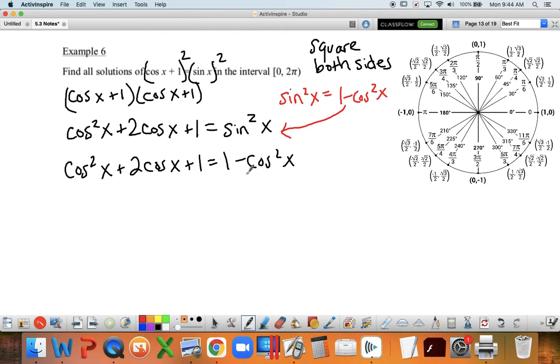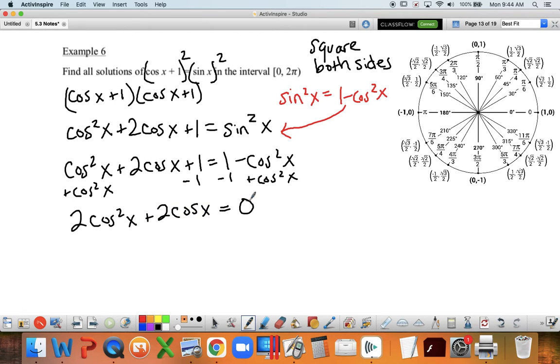Okay, now I want to set everything equal to 0, so I'm going to subtract 1 from both sides, and I'm going to add cosine squared x to both sides. So I get 2 cosine squared x plus 2 cosine x equals 0. I now can factor out my GCF because now I have cosines in both places. Remember, always try to look for a GCF if possible.